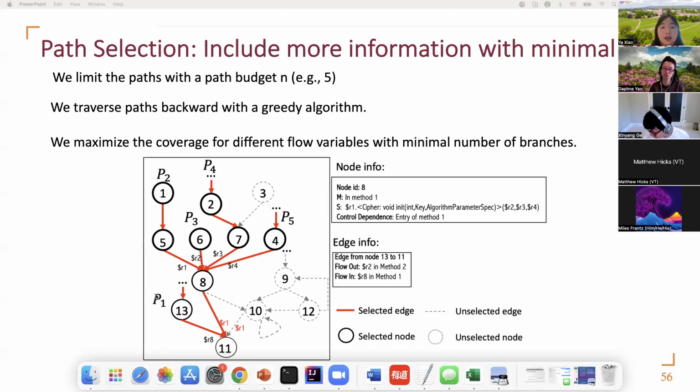This figure is the API dependence path. Every node is an API method or constant, and we record the data flow information in the edges, for example, which variable flows out from this node and which variable flows into this node. Our path selection algorithm traverses this entire graph with a greedy strategy, which means at each branch, we try to cover the maximum number of different variables with the minimum number of paths.